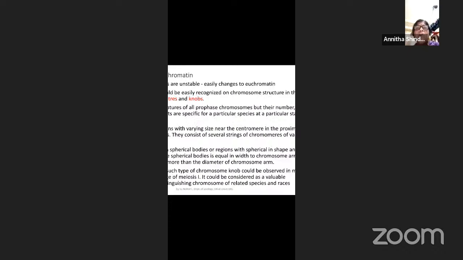Now again, heterochromatin is divided into two types. Just now I told you, one is constitutive and the other is called facultative. Facultative heterochromatin is unstable and easily changes to euchromatin. Heterochromatic regions could be easily recognized on chromosome structure in the form of chromomeres, chromocenters, and the knobs.